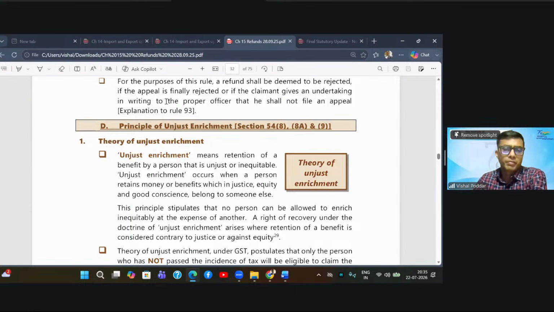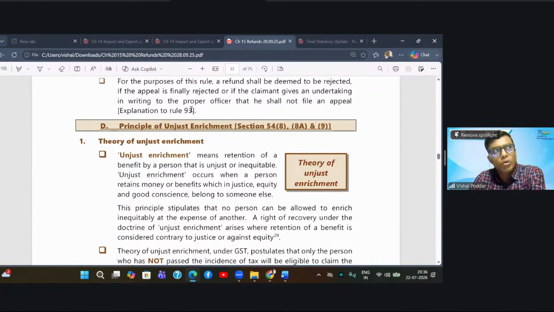So whenever there is refund, this particular provision, which is coming right from the excise era, arising from a very famous judgment of Mafatlal Industries, has been continued in the GST law as well. Now, what is the concept? What is the principle of this unjust enrichment?